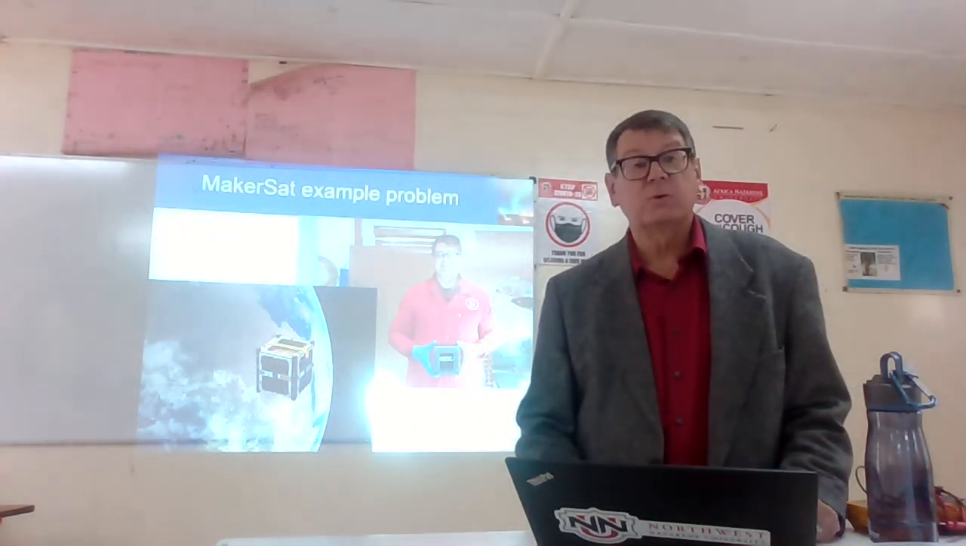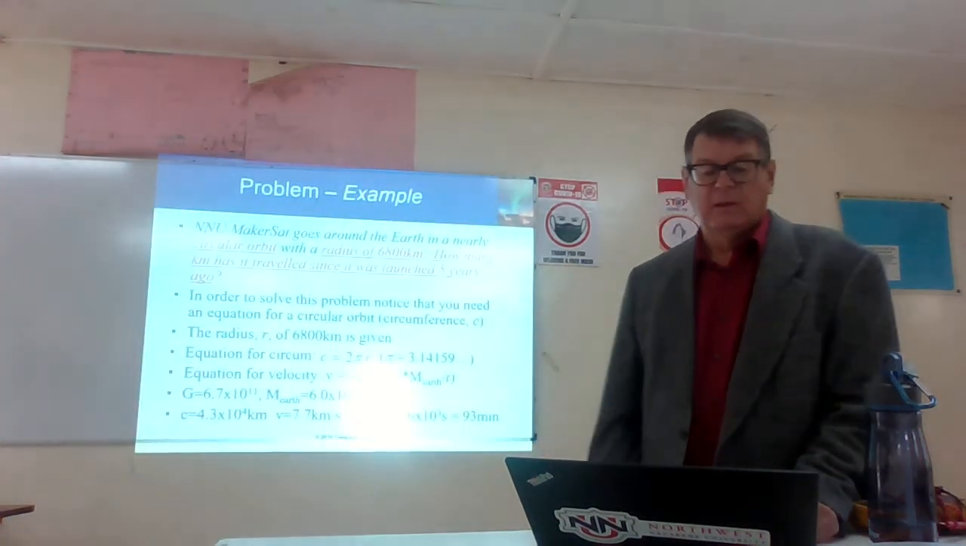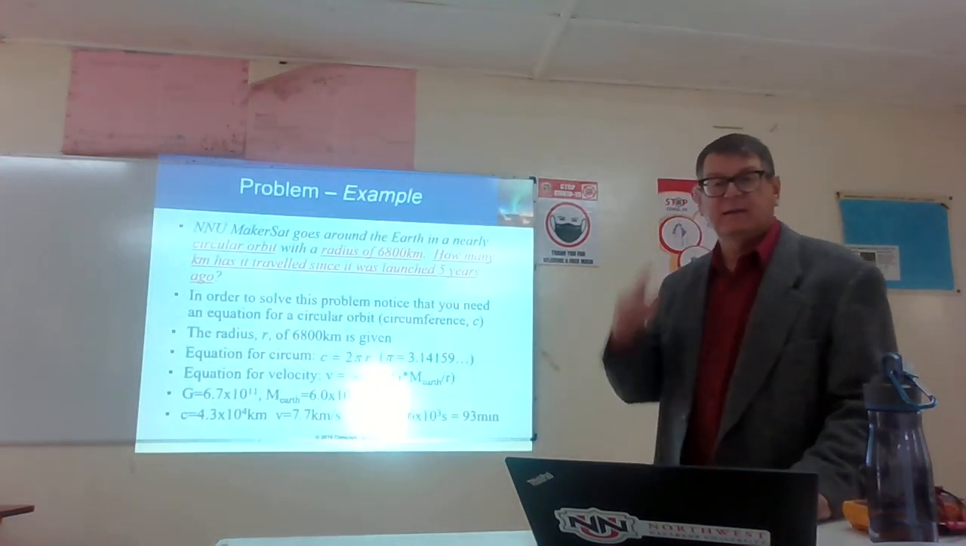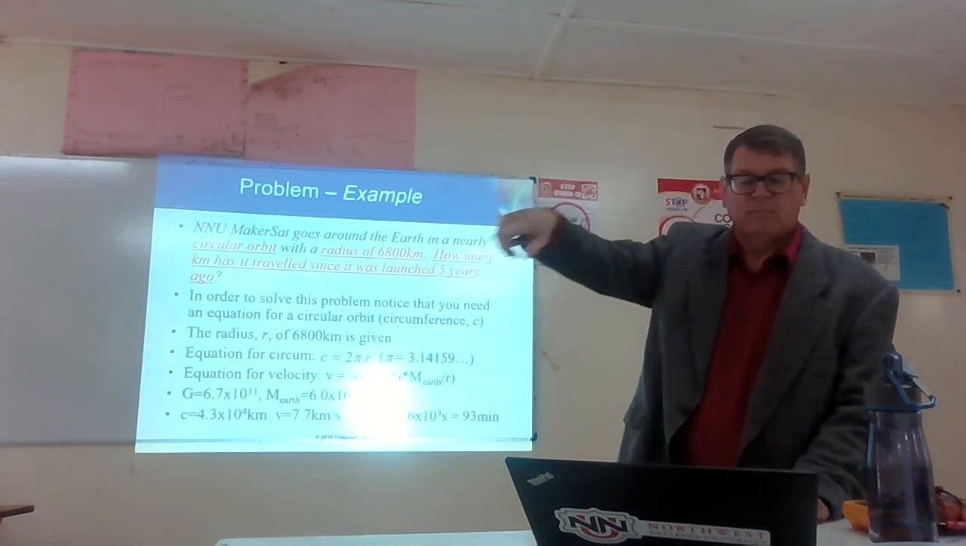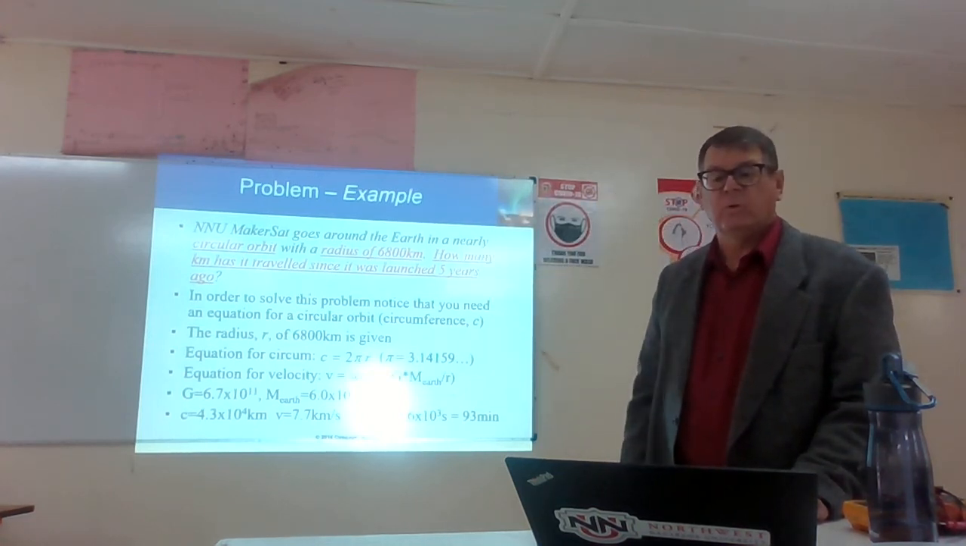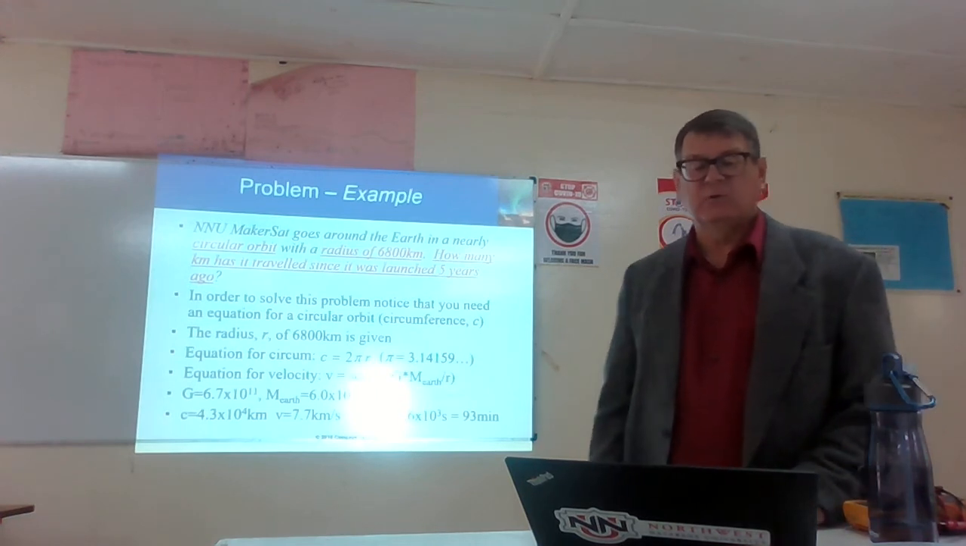All right, here goes. Here's the problem. The NNU MakerSat goes around the Earth in a nearly circular orbit with a radius of 6,800 kilometers.